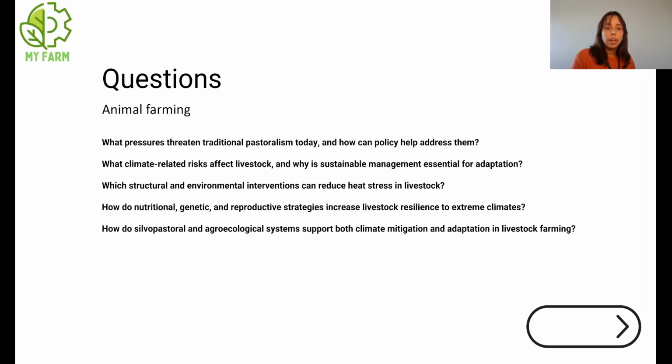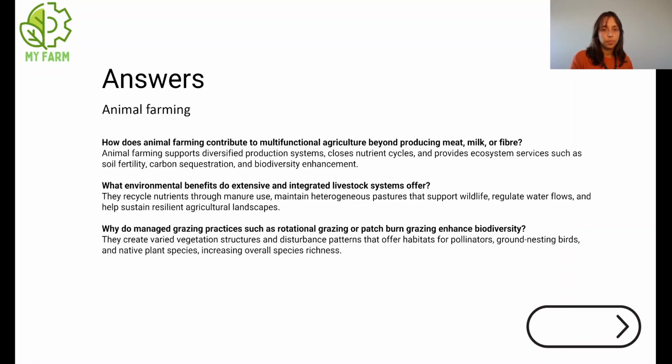Which structural and environmental interventions can reduce heat stress in livestock? How do nutritional, genetic, and reproductive strategies increase livestock resilience to extreme climates? How do silvopastoral agroecological systems support both climate mitigation and adaptation in livestock farming? Once you're ready, we can move to the answers. So let's look at the answers together.